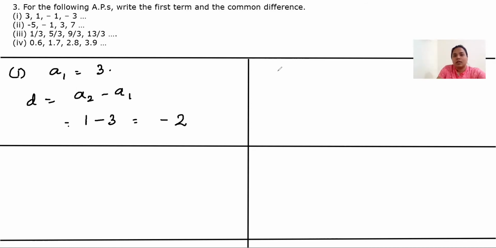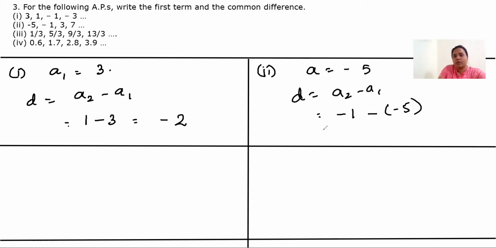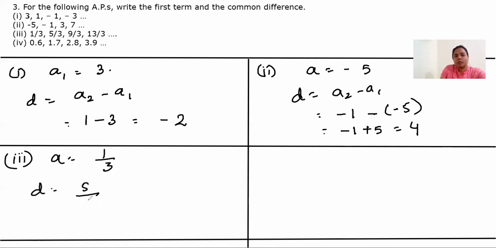Next, second question. In that case, A is minus 5 and D is A2 minus A1. That will be equal to minus 1 minus minus 5. This minus and minus will become plus. So minus 1 plus 5, that is equal to 4. In the third question, A is 1 by 3 and D will be equal to 5 upon 3 minus 1 upon 3. This will be equal to 5 minus 1, 4, 4 upon 3.